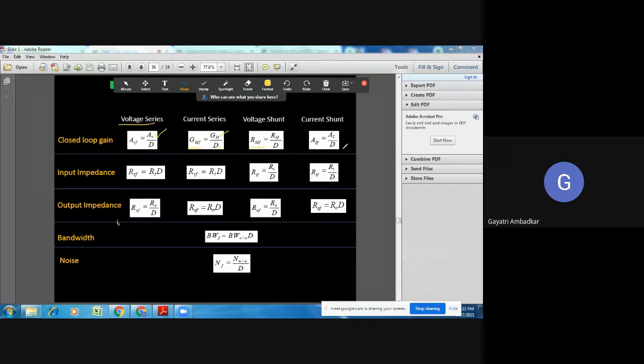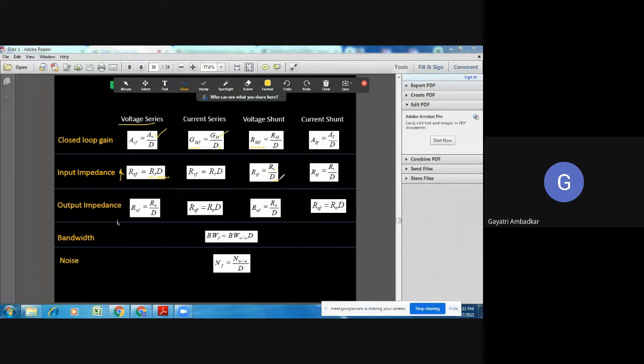Now we have commented for everything how the input resistance is about to increase and where it will decrease. Remember, when it increases, the input resistance of the amplifier gets multiplied by factor D, and whenever we say decrease, it gets divided by D.